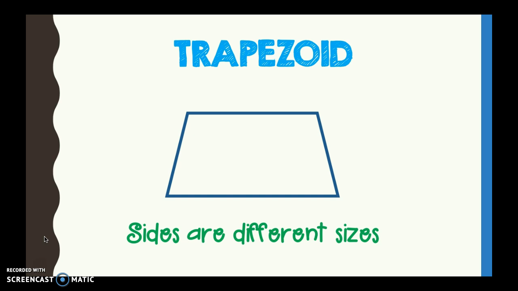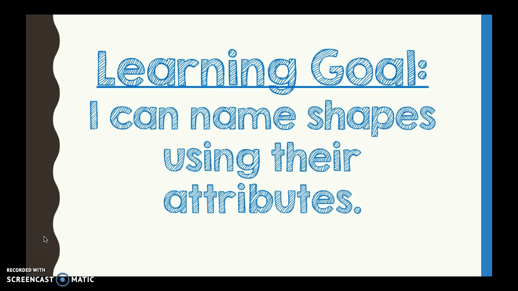It didn't. Whew. Okay, our learning goal says, I can name shapes using their attributes, and that's exactly what we've been doing. Now, I know, I just threw a lot of shapes at you, and sometimes it's hard to remember. They get confusing. So remember, use that anchor chart that your teacher should have posted. It's definitely going to be helpful.